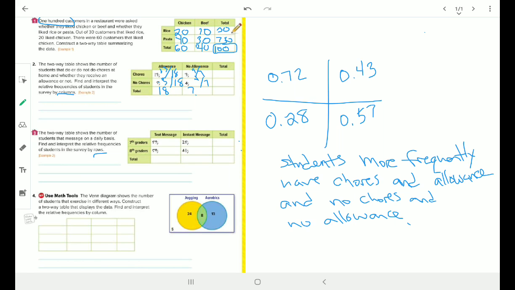So basically we're looking at each row, or sorry, each column I should say, and we're saying, okay, what's happening more often, right? Well, for those kids that have an allowance, chances are they have chores. That's happening more of the time. For those students that don't have an allowance, then they don't have chores the majority of the time. So we're comparing it by those columns there.